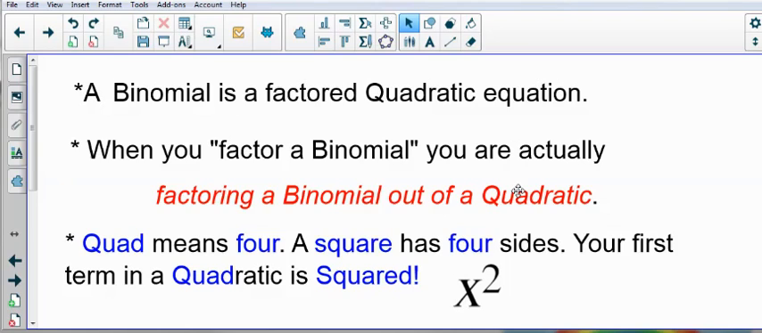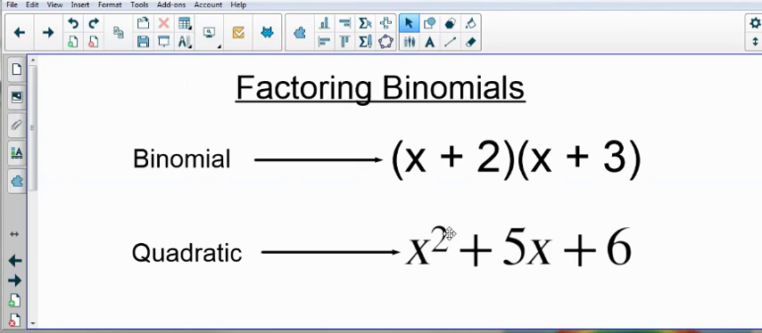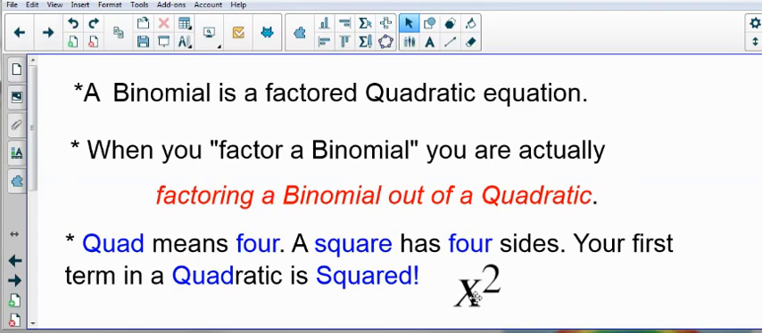Why is it called a quadratic? Well, quad means four, like a quad runner. A square has four sides. Your first term in a quadratic equation is squared, so it ends up being x squared, as you remember, right? X squared, that's squared. This is why this is called a quadratic. In this case, not really an equation, it's an expression, but you get the idea.